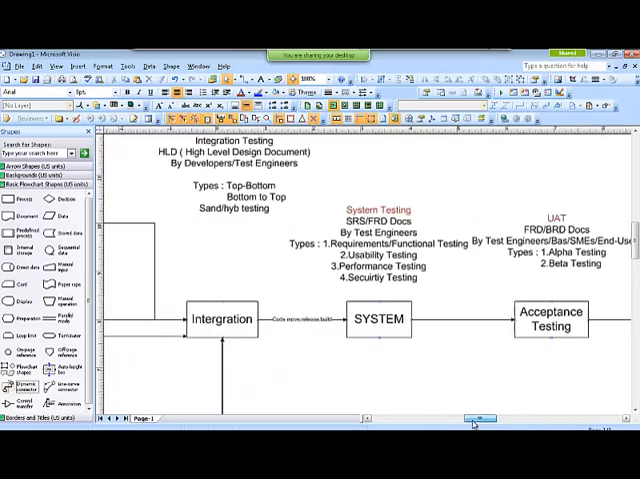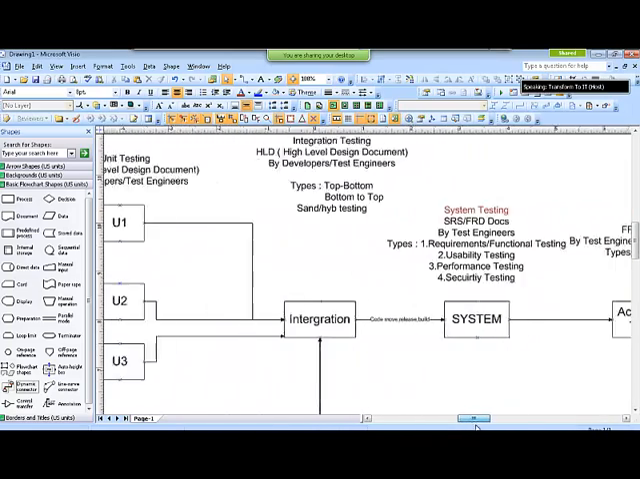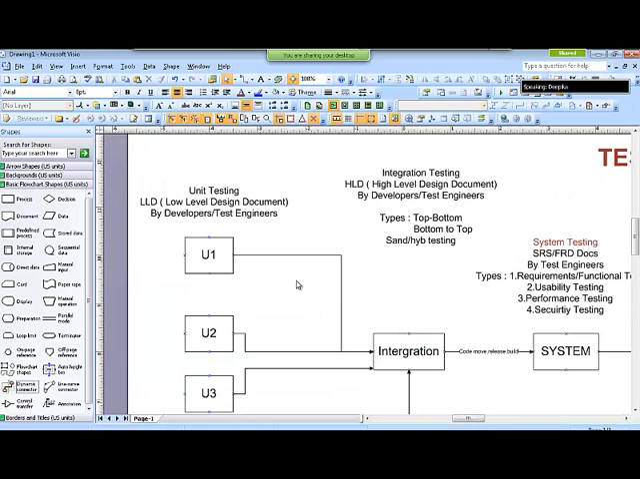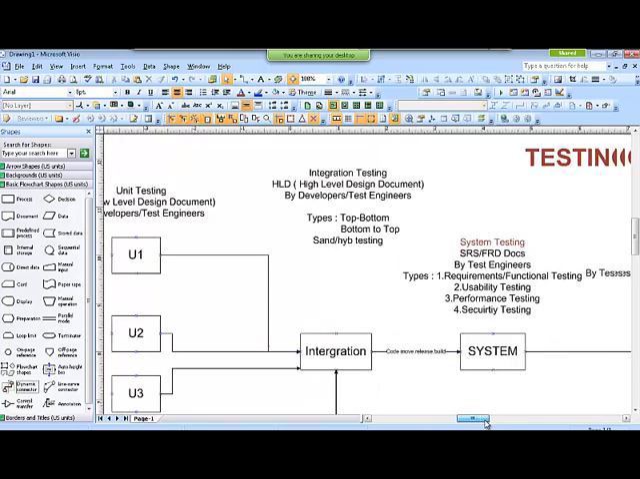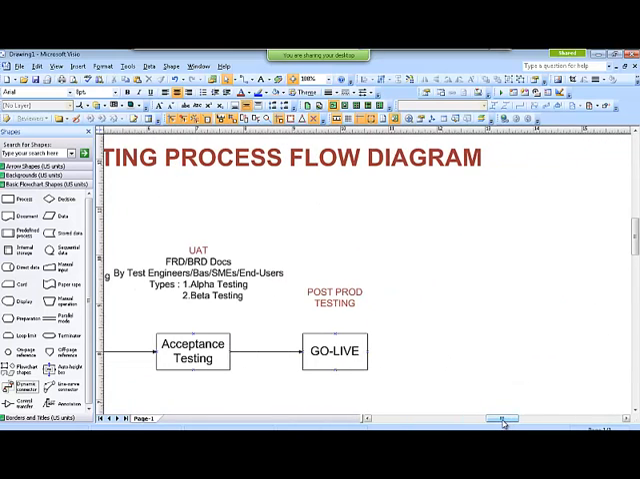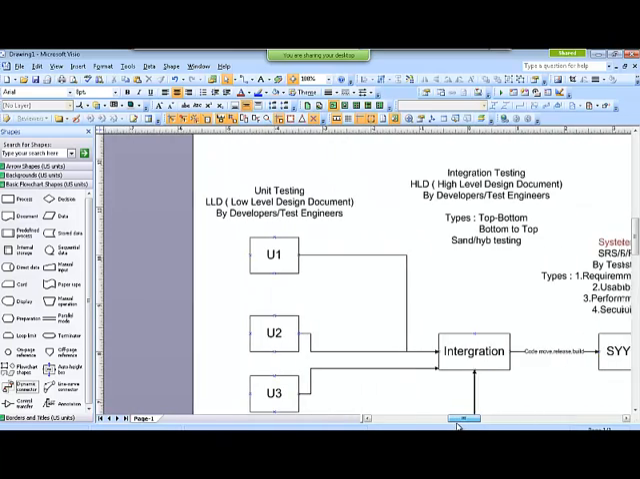Yes. So this is all about your testing process, testing flow. When you take up a new project, how it is going to start, how it is going to be integrated, what kind of testing you are going to conduct, who is going to conduct it, what we mean by system testing, UAT testing, and how it moves to go live. Now you need to understand a few other concepts in testing.